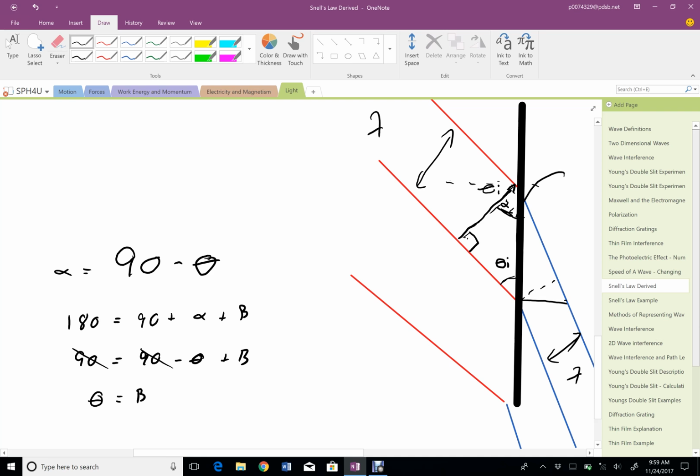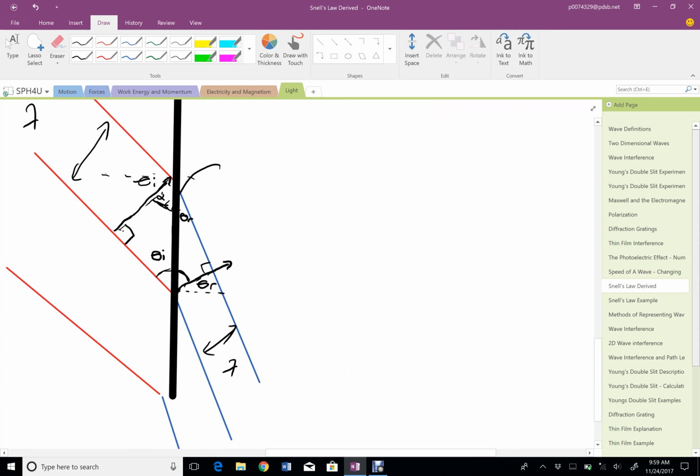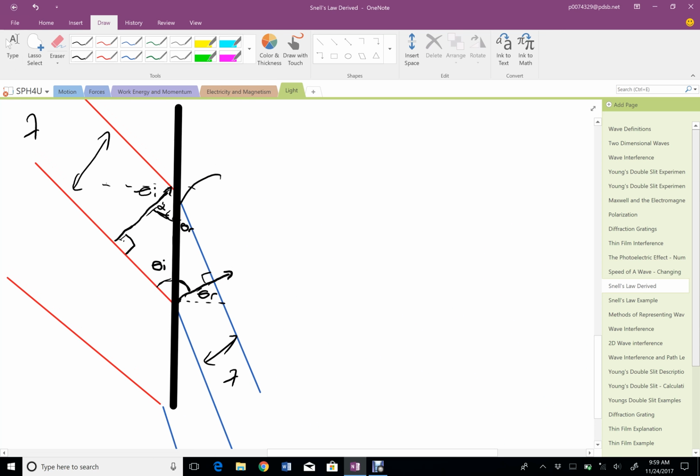I can do the same thing starting over here. Again, I should do that as a dotted line, not a solid line. This is my ray coming out. This is my normal. So this right here represents my angle of refraction. This would be 90 minus my angle of refraction. This is 90 degrees, and by the same reasoning, this right here is equal to my angle of refraction.